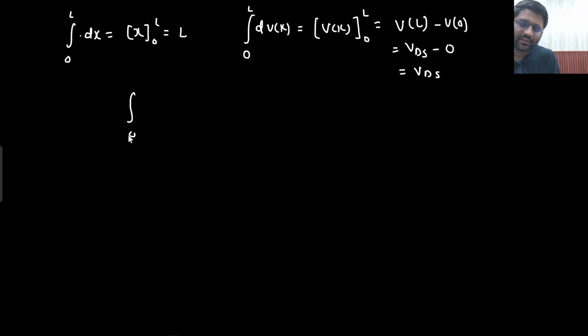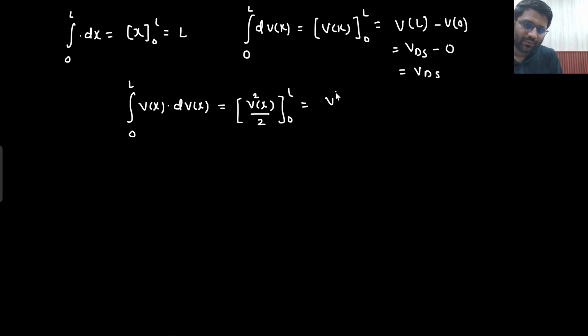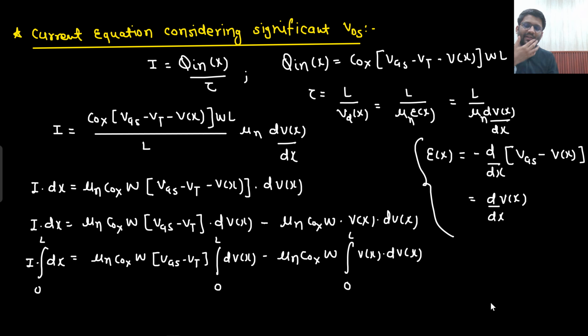What about this integration? 0 to L Vx dVx. The value will be Vx square by 2, and the limit should be put from 0 to L. So V square L by 2 minus V square 0 by 2. This value is 0. V square L is nothing but VDS square. So the answer would be VDS square by 2. So all the integrations I have solved.